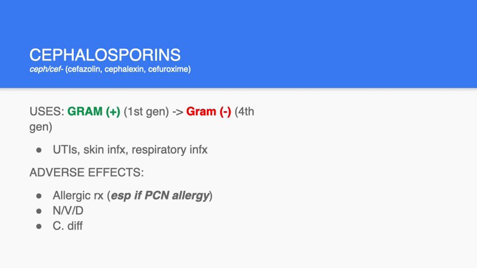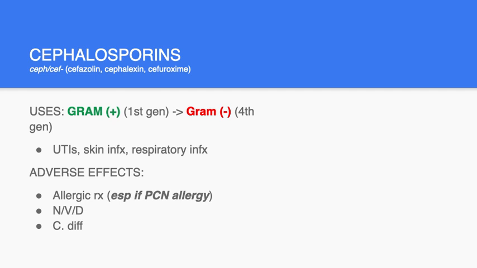So I kind of remember that as if you get like an A+ on an exam, you're usually like first in your class, and then if you got like an A-, then you would be further down, you'd be like third or fourth. And that helps you remember that the different generations are different in the types of pathogens that they treat. So this would primarily be your UTIs, skin infections, and respiratory infections that we would use cephalosporins for.